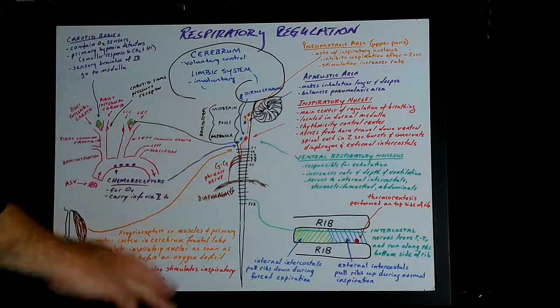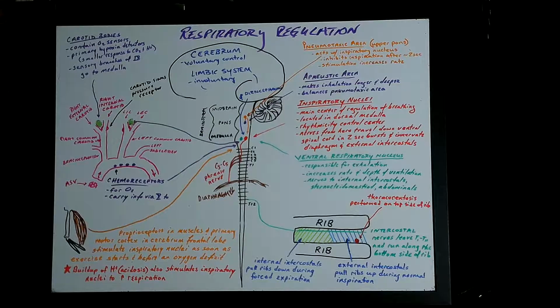So there's the big picture of regulatory function for the respiratory system, for the signals coming in, the signals going out, and the specific parts here in the brainstem that control the whole process.